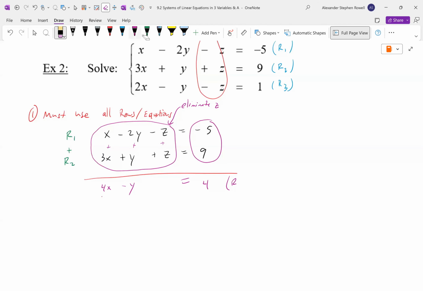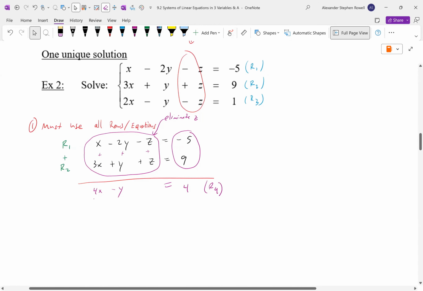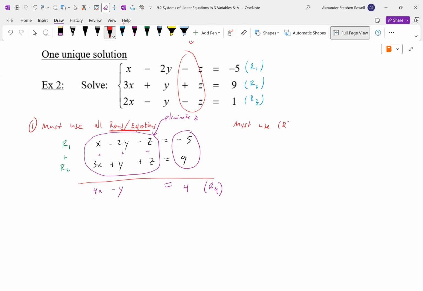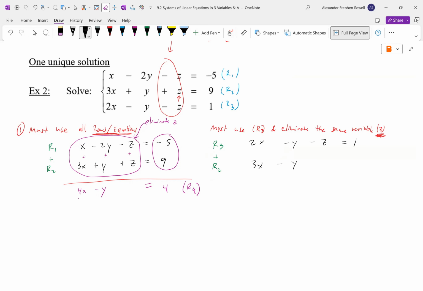I already have equation 3, and I've used equation 1 and equation 2. So now to use all equations, I must use row 3. I also want to eliminate the same variable, so I want to eliminate z again. How could I eliminate z here? I could add it with row 2. Row 3 is 2x minus y minus z is equal to 1. Row 2 is 3x minus y minus z.